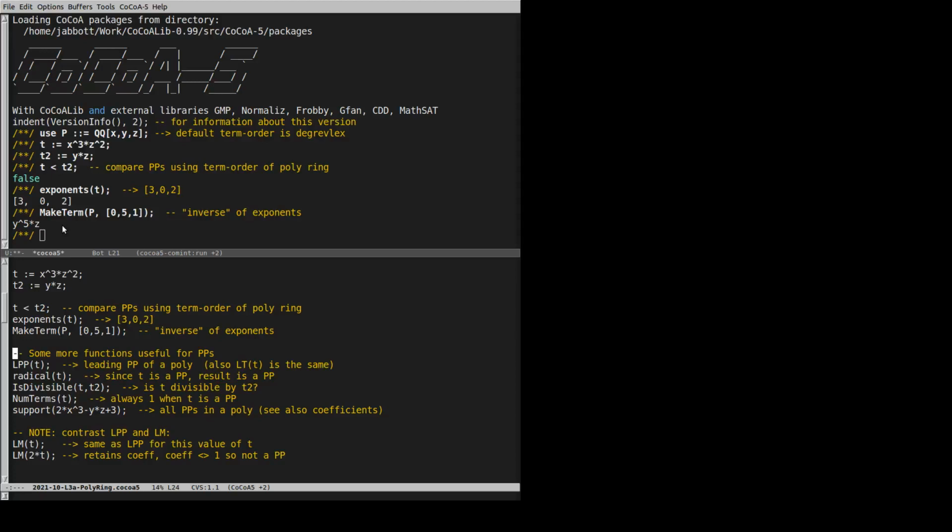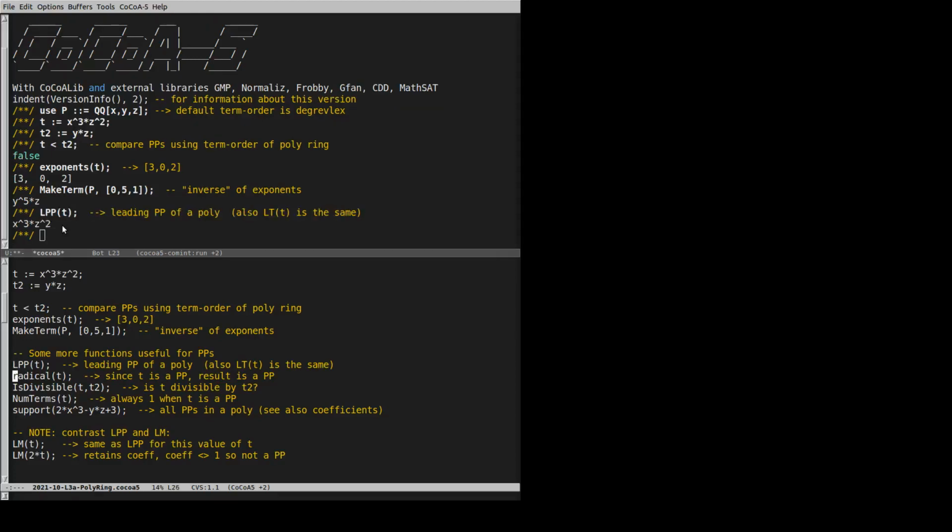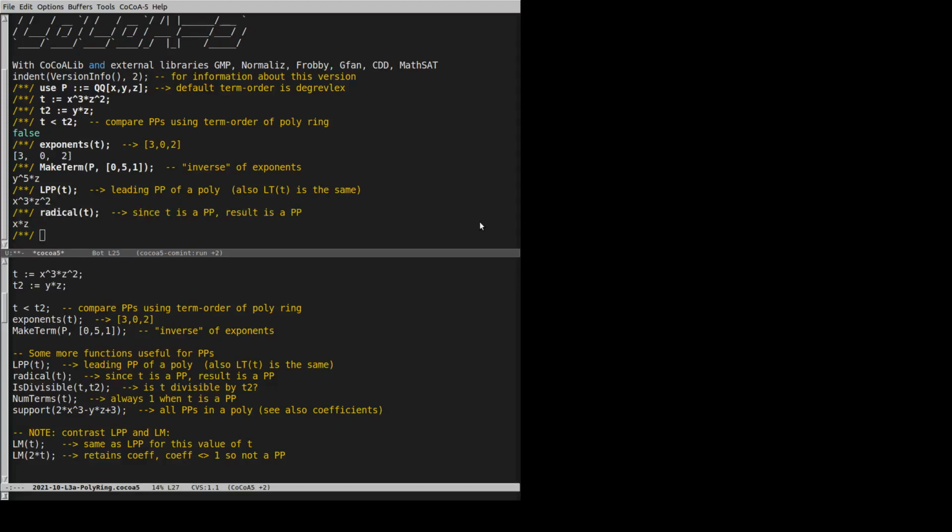So here are some more useful functions. One we've already seen is LPP. We can apply that to any polynomial. Of course, if we give it something that's already a power product, LPP doesn't change anything at all. Another special case for power products is the radical function. The radical function for a power product simply takes the product of all indeterminates that divide the power product. If you like, we take all exponents that are positive and we simply set them equal to 1 rather than the values they have before. So we see here, for example, that the radical of x cubed z squared is just x times z.